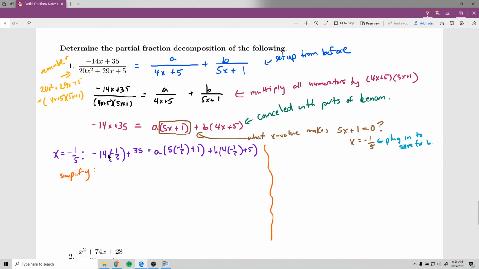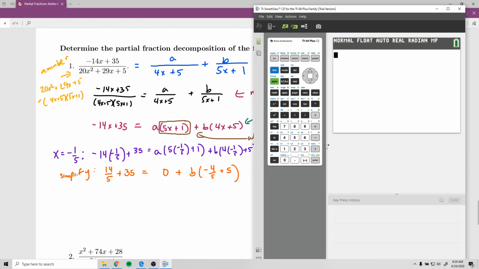All right, so the first thing over here, negative 14 times negative 1/5 would be 14 over 5 plus 35 equals, like I said, this is 0. Multiplying 0 by anything is still 0, plus b, and then we have negative 4 over 5 plus 5. Now if you're comfortable doing this by hand, you'll do it by hand. If you feel like you've done a lot of work, you already learned this new thing of setting it up and you just want to use your calculator, there's nothing wrong with that.